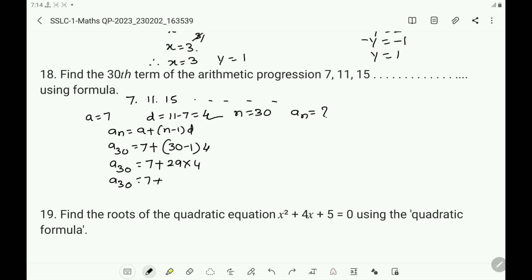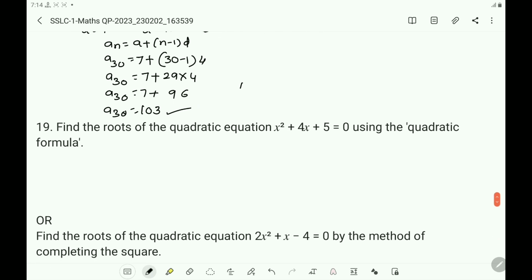You know that 9 4s are 36, 1 carry. 4 2s are 8 plus 1, 9. Then a30 equals 96 plus 7. You know that 96 plus 7 is 103. So the 30th term is 103.